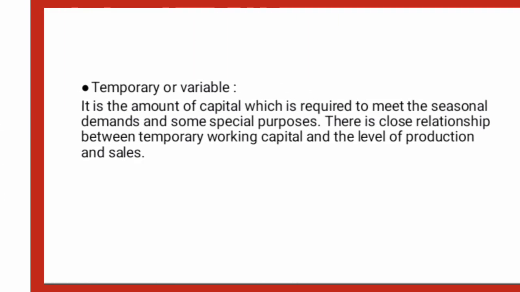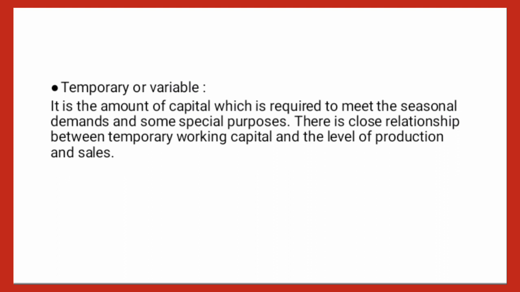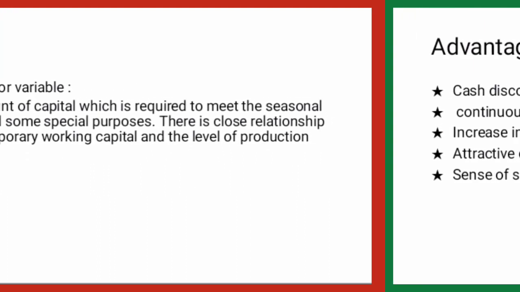Second one is temporary working capital. It is also known as variable or fluctuating working capital. It is the amount of capital which is required to meet seasonal demands and some special purposes. There is a close relationship between temporary working capital and the level of production and sales. Seasonal demand is during the peak season or whenever there is a demand for the product, at that time an additional amount of current assets will be utilized. Special purposes are if they want to have a marketing strategy, or a new production policy, or if they want to experiment with the product, or launch a new product. In that situation they will be utilizing the temporary working capital.